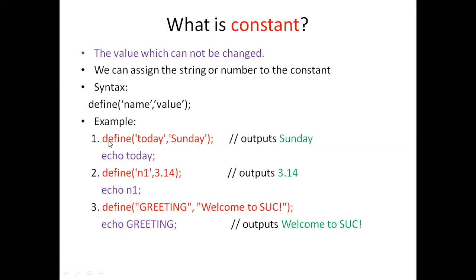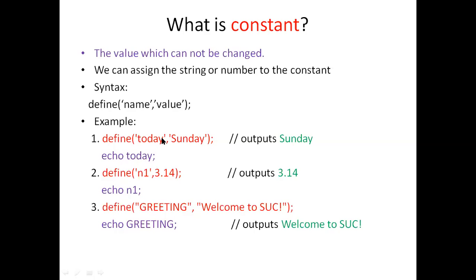So we declare it like this: define today as Sunday. Make sure you put single quotation or double quotation here. So when you echo today, the answer will be Sunday, because today is Sunday. But if you change it to Monday, the answer will be Monday. This is the same thing here.